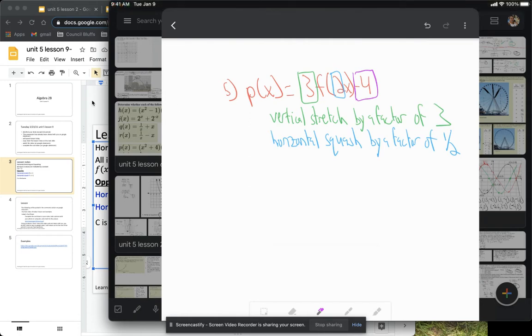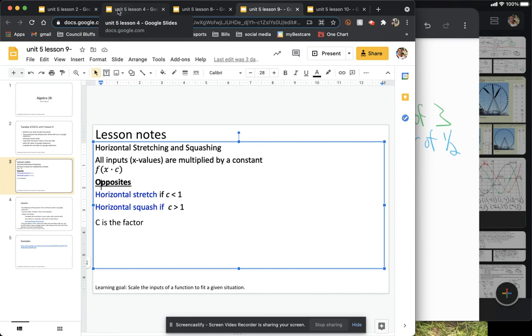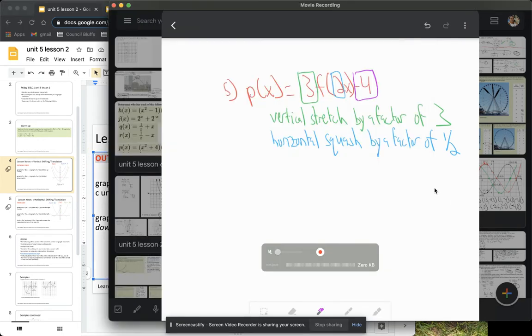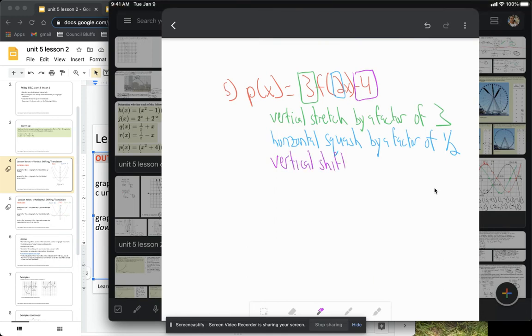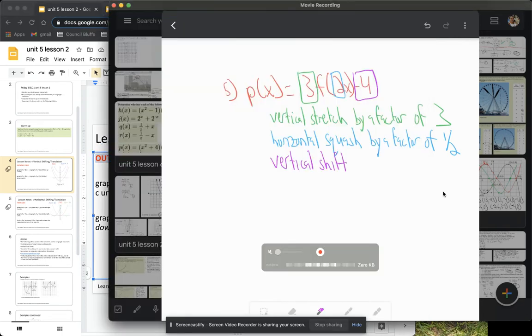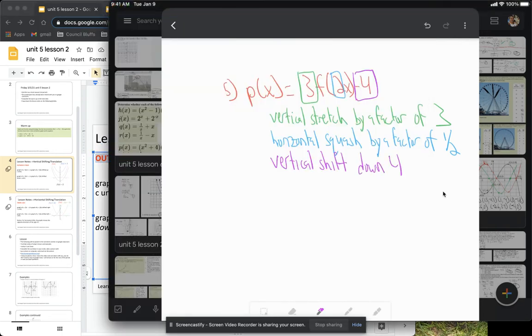Okay, in this case, we're minusing 4 outside the parentheses. So minus 4 outside the parentheses tells me that it's going to be a shift. More specifically, it's going to be a vertical shift, and it's either going to be up or down 4. When we do vertical shifts, I don't do opposites. Outside is true. So minus 4 means down 4. So vertical shift down 4.